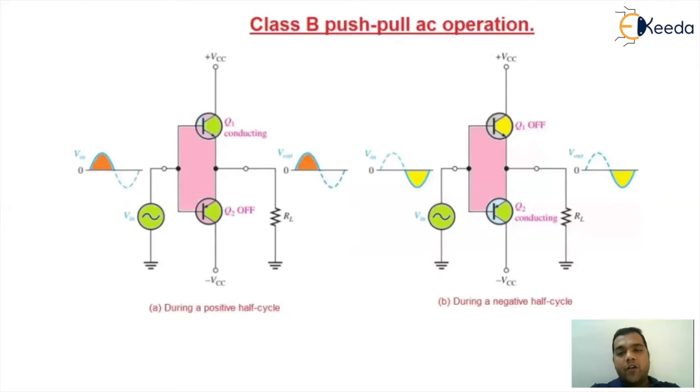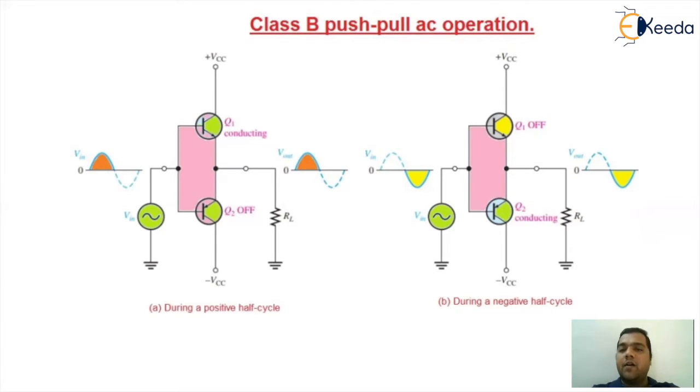Now we are discussing the operation in the independent half cycle. So when you see the independent half cycle, suppose I consider the positive half cycle of the AC input that will be applied to the base of both the transistors. But because of this, the positive voltage will make Q1 in the on state and Q2 in the off state. And hence we get a positive cycle at the output.